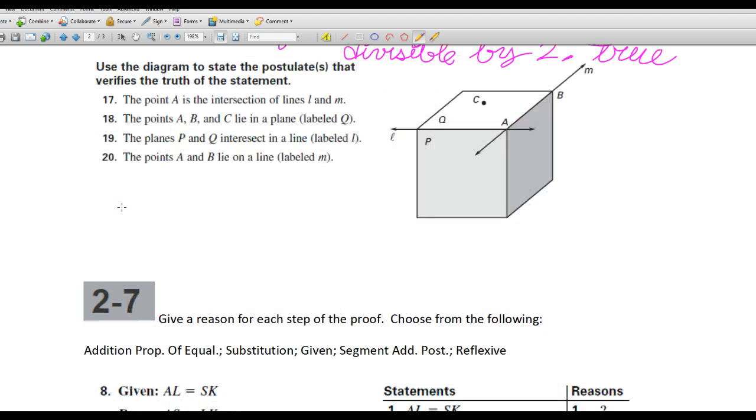For numbers 17 through 20, use the diagram to state the postulates that verify the truth of the statement. So number 7.